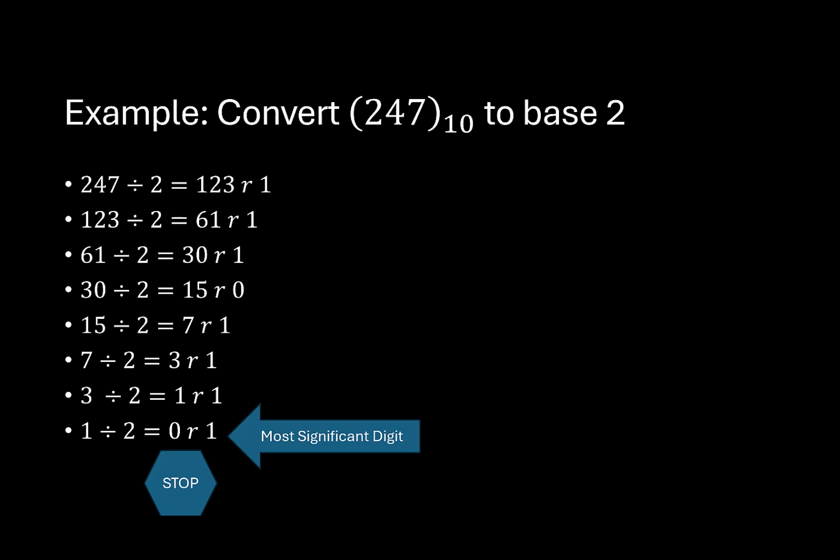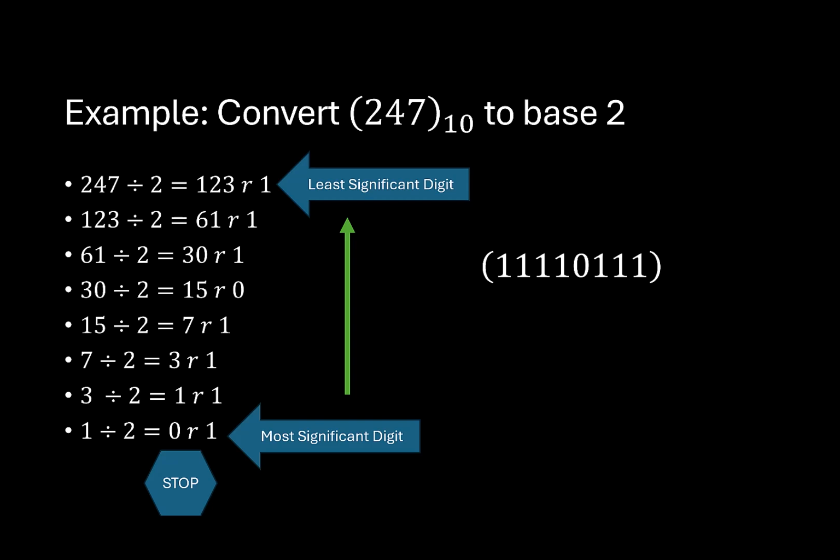Our last remainder is our most significant digit. Our first remainder is the least significant digit, and again, we're going to write our numbers backwards. We have 1, 1, 1, 1, 0, 1, 1, 1. We write the 2 as a subscript to say this is a binary number.